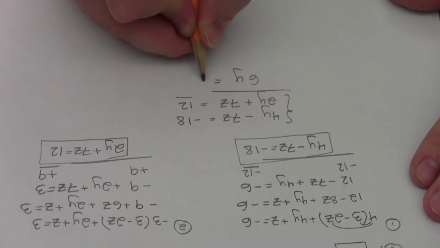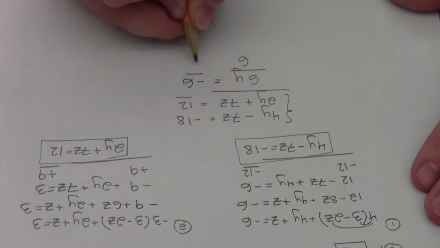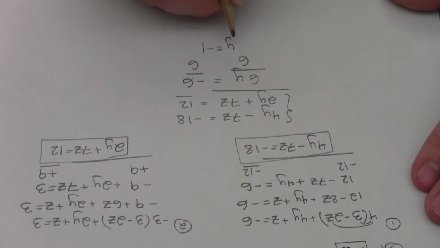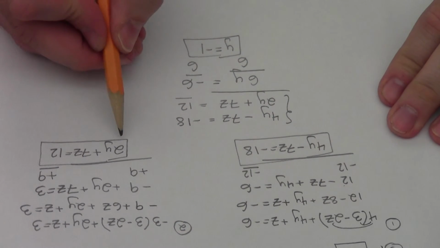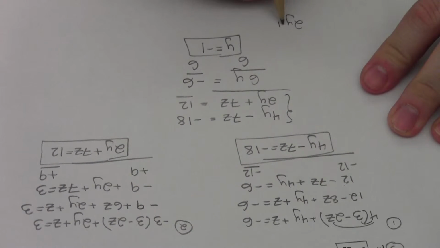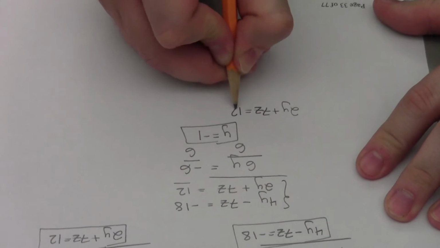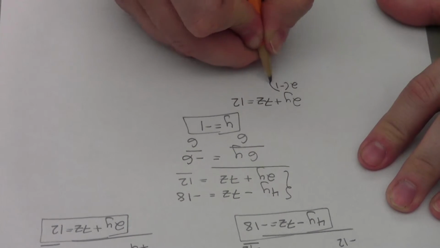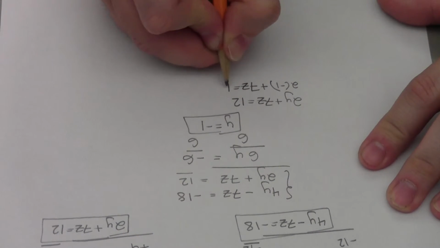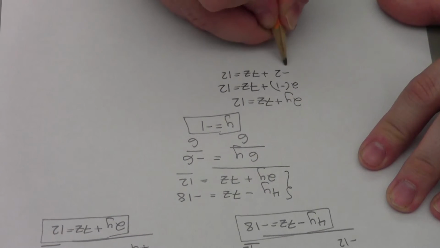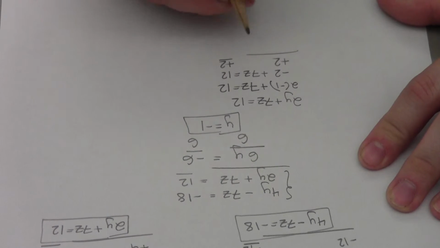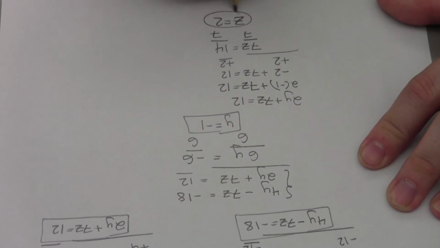6y equals negative 6. Divide by 6, and y should equal negative 1. Plug into a two-variable equation. I'm going to go with my 2y plus 7z equals 12. So plugging in, I get 2 times negative 1 plus 7z equals 12. Negative 2 plus 7z equals 12. Add 2 to both sides. 7z equals 14. Divide, and you'll get z equals 2.